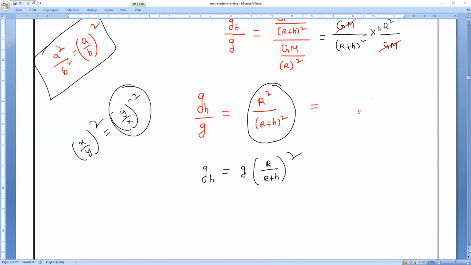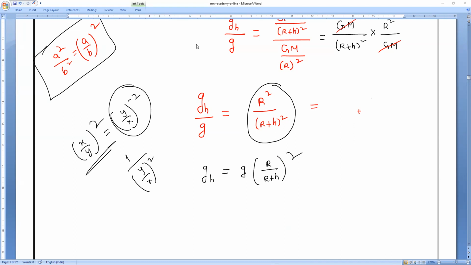Do you understand what I'm saying? Are you understanding, guys? X by Y whole square, can I write it as Y by X to the power minus 2? Minus 2 means what? Actually, it is 1 by (minus 1) Y by X whole square. Is it right or wrong? Both are the same or not? Will you all agree with me, guys?